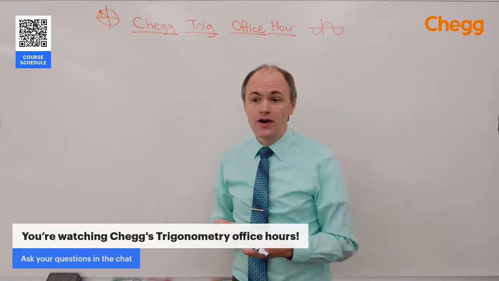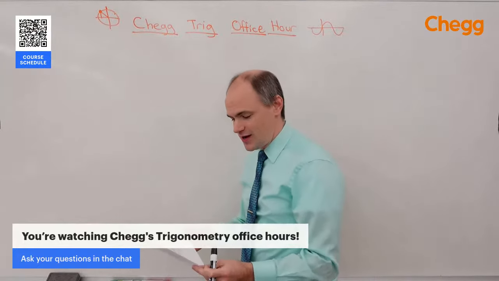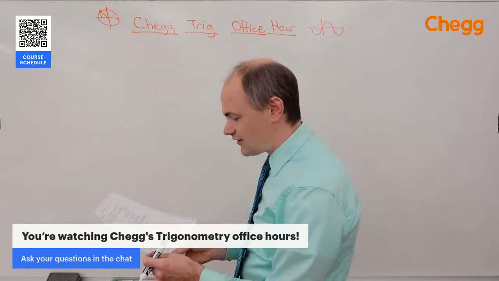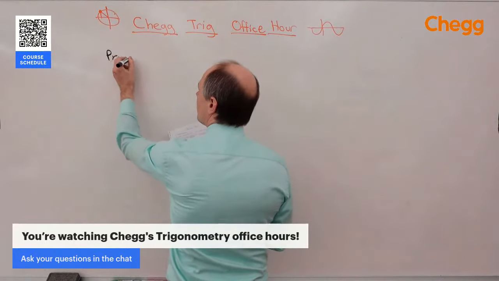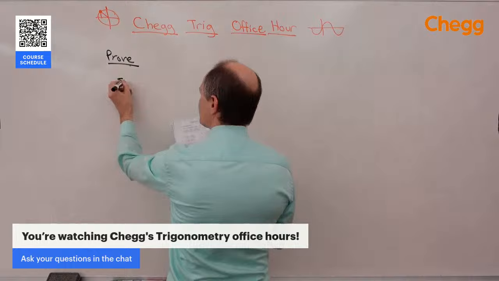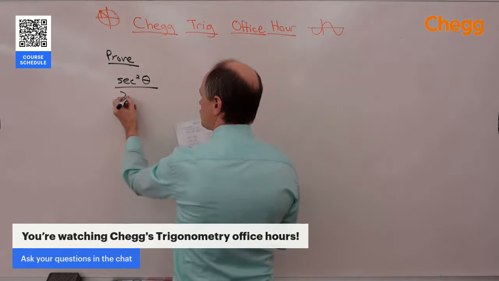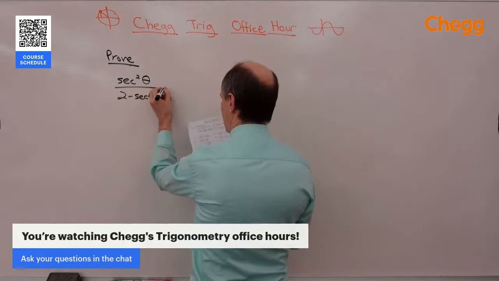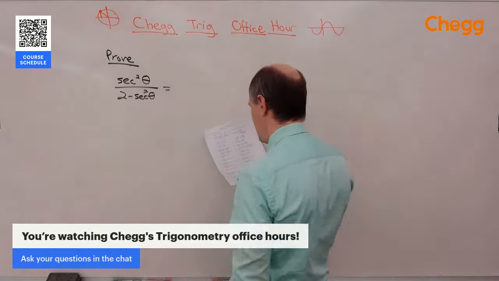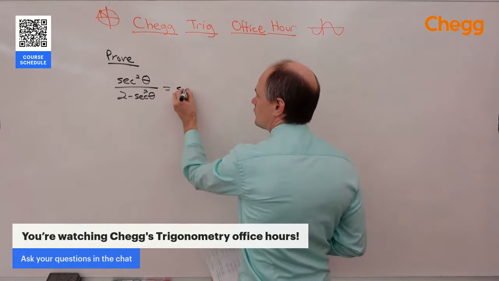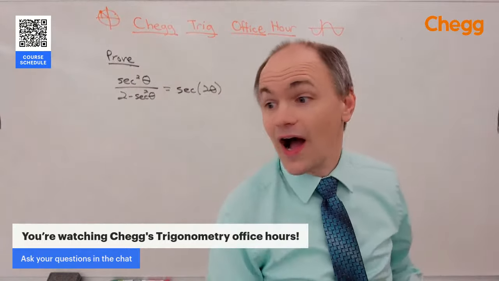And to get started, we're going to start off with a proof because everybody loves a good trig proof. So let's start off with this trig proof. We're going to prove that 2 minus secant squared of theta over 2 is going to equal the secant of theta. So how do we prove this?